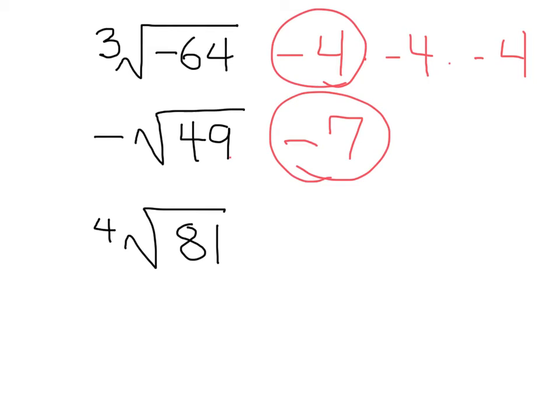Here we're taking the fourth root of 81. All right, so what number to the fourth power would give us 81? And that answer would be 3, because 3 times itself 4 times equals 81.